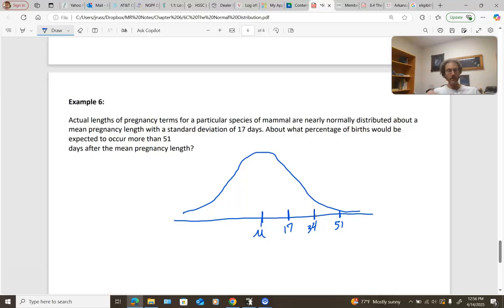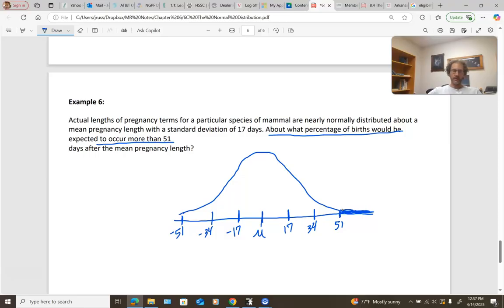Okay? Now on the other side, one standard deviation below would be 17 days less than whatever the mean is. And these would just be negative numbers, basically. Okay. So we don't actually have to know the mean to figure this out. Now the question is about what percentage of births would be expected to occur more than 51 days after the mean pregnancy length. Well, 51 is over here. So more than 51 would be the area in that little tail. Okay? And that value is 3 standard deviations from the mean.